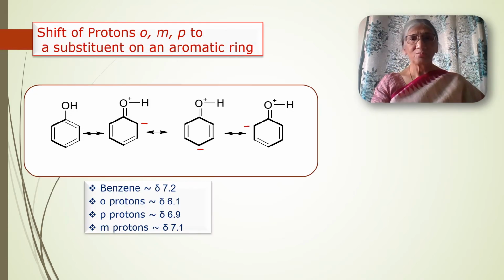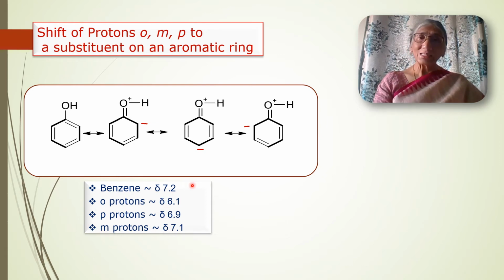If the NMR spectrum of a compound is recorded on a very sensitive NMR instrument, say a 600 MHz or 700 MHz NMR instrument, then we can get different signals for ortho, meta and para protons in monosubstituted benzene compounds. For example, here the NMR spectrum of phenol shows a signal at delta 6.1 because of the ortho protons, another signal at 6.9 because of the para protons, and a third signal at delta 7.1 because of the meta protons.